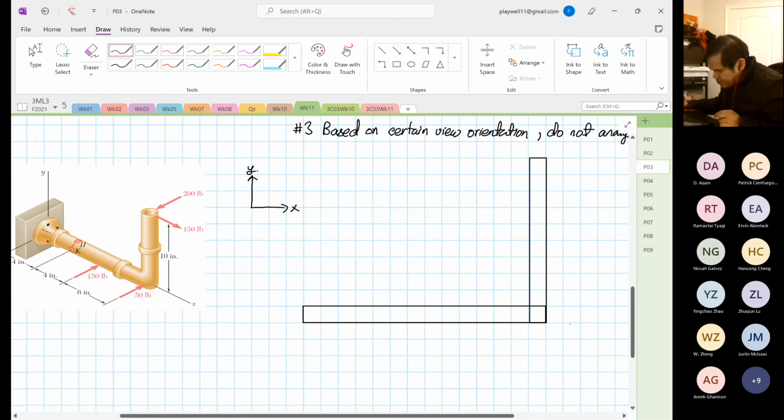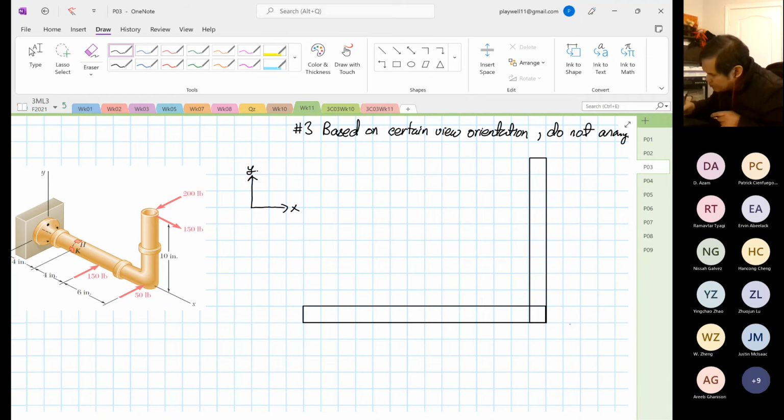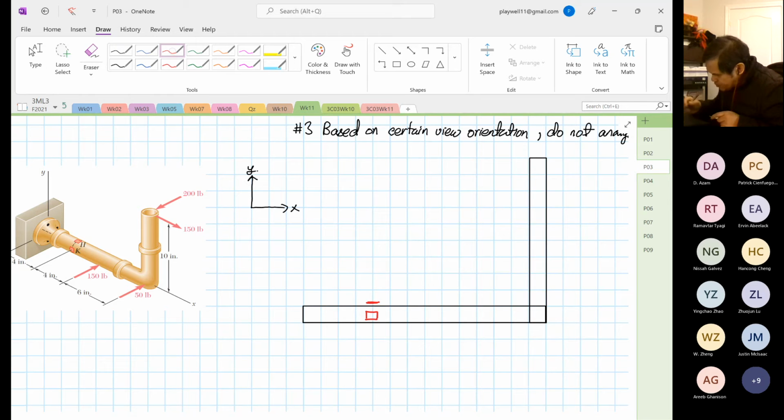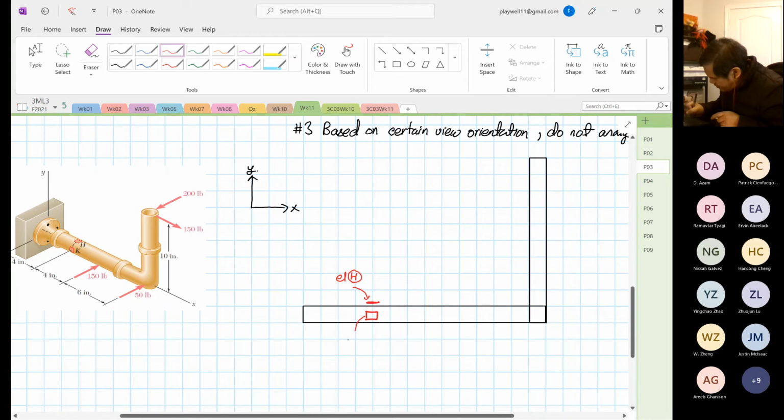So the first thing we have to identify is we have to draw the element. So I'm going to draw the element. So our element, one is here and one is over here. So this over here is our element H. Over here, this is our element K. Then the next thing is we are going to draw our forces.